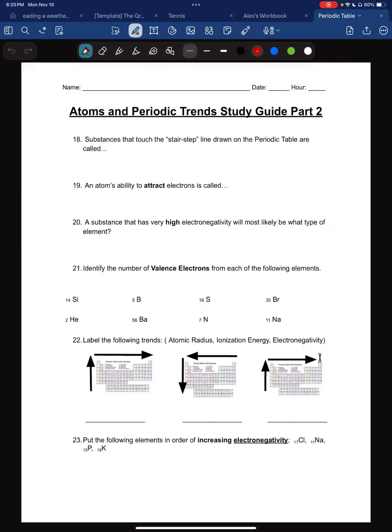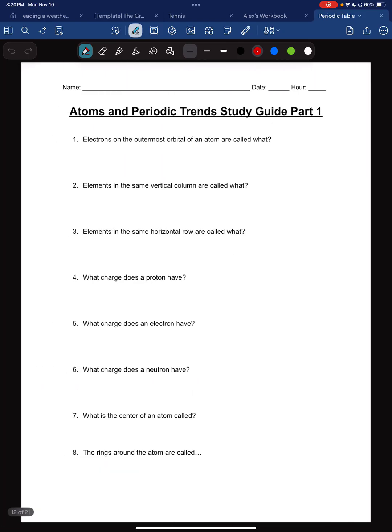Hello, everyone. This is our atoms and periodic trends review guide. Okay, basically, if you're watching this, I wanted it to kind of go over our review guide again.